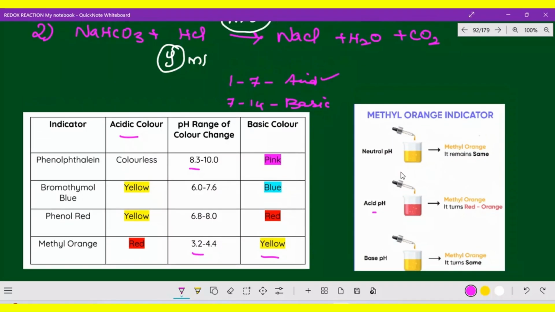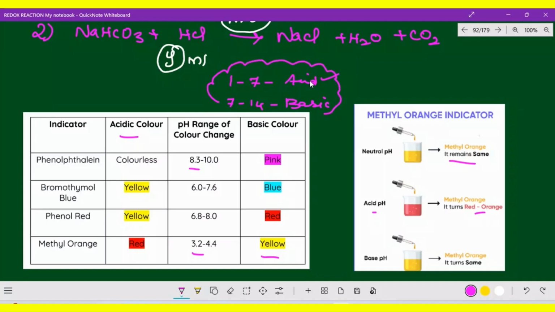I hope you got that idea. In base or neutral pH, methyl orange keeps its natural color; only in acid does it change. In the same way, phenolphthalein is colorless in acid, but in base it changes color. When it changes color, that means the reaction is completed. Please remember. I am giving these ideas because they may ask which is used as an acidic indicator, which is used as a basic indicator, and what the pH range is. These are the points you should note down.